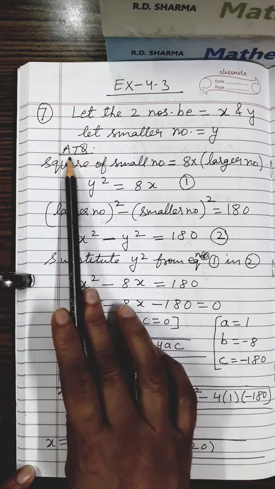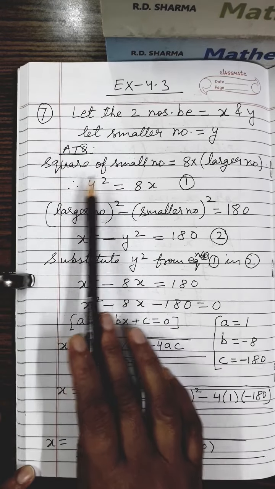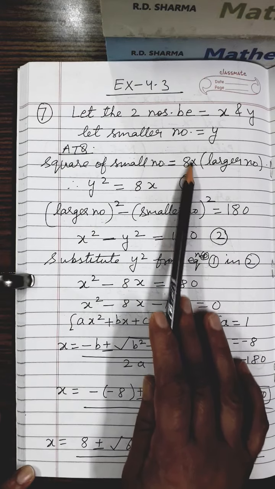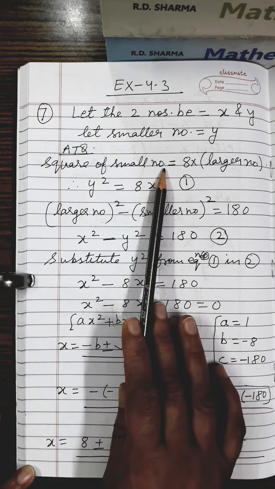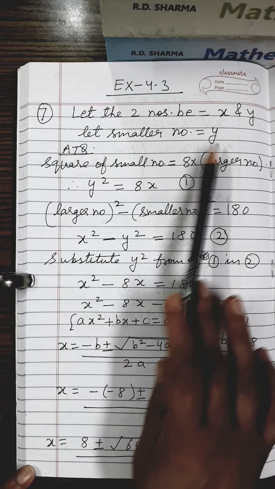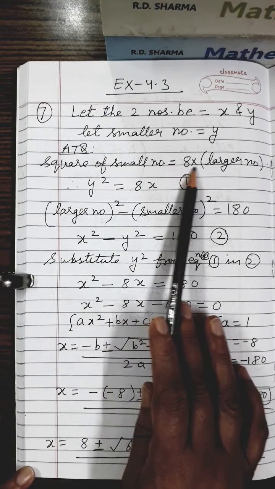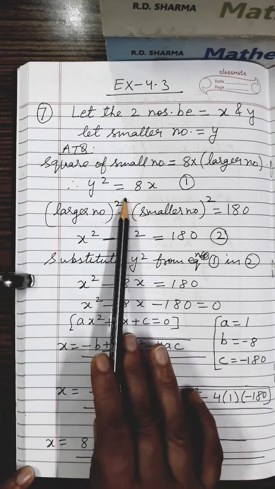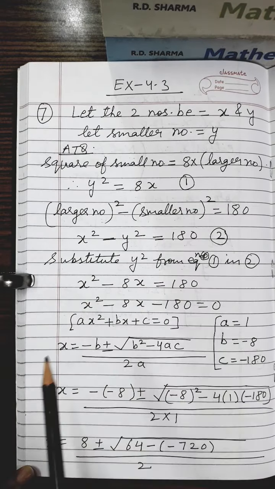Now ATQ, according to question, it is given that square of smaller number is 8 times the larger number. Times means multiply. So square of smaller number means y square, because y is your smaller number, equals to 8 times larger, which is 8 into x, 8x. So y square equals to 8x. This gives you equation number 1.